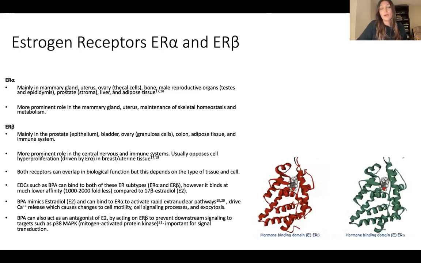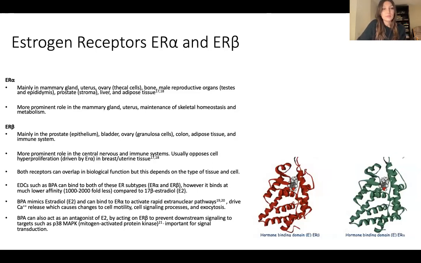So let's talk a little bit about estrogen receptors, estrogen receptor alpha and estrogen receptor beta. They can overlap in some biological function, but this largely depends on the type of tissue and cell. Estrogen receptor alpha is found mainly in the mammary gland, the uterus, the ovary, bone, male reproductive organs, the prostate, liver, and adipose tissue. Their more prominent role is in the mammary gland, in the uterus, maintaining skeletal homeostasis, and in metabolism.